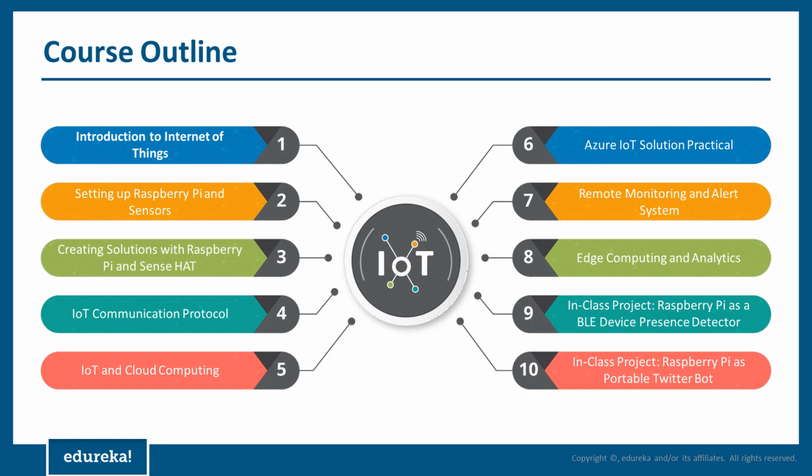In session number 7, we are going to do very interesting stuff: Power BI and remote monitoring, all IoT. These are completely end-to-end IoT projects, but we'll slowly build up to that. Session number 8, we are going to talk about edge computing and analytics. By session number 8, we should be very comfortable with Azure. And in session numbers 9 and 10, we are going to do two projects. One is a presence detector, how you detect the presence of a person or anything. And session number 10, we are going to build a Twitter bot. So this is our overall curriculum, what we are going to cover.